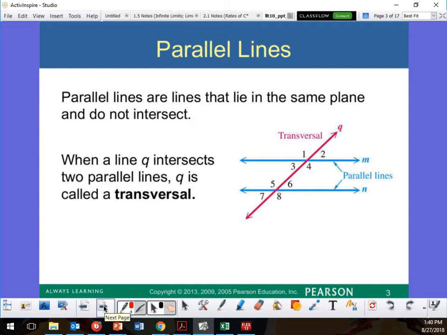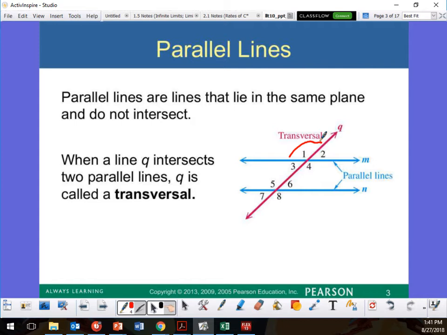Parallel lines are lines in the same plane that do not intersect. When a line intersects two parallel lines, it is called a transversal. Because of that transversal, I'm going to have certain angles that are congruent to each other, and this only works when the lines are parallel. So let's take a look.